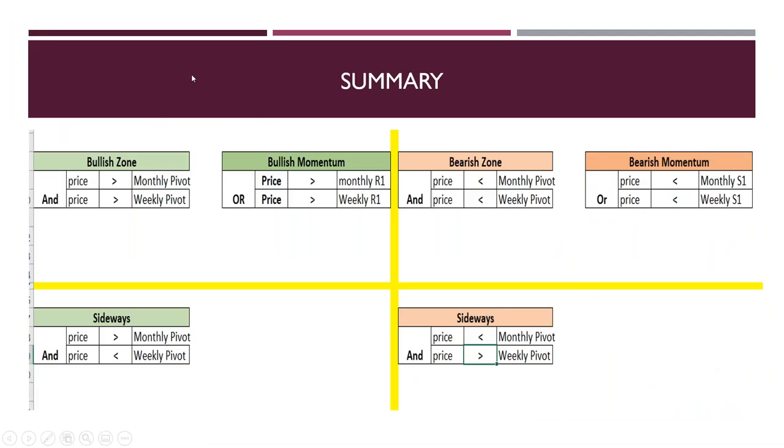Now I'll just summarize this portion. There is one bullish zone, which means when price is above the monthly pivot and price is above the weekly pivot, it is price in a bullish zone.